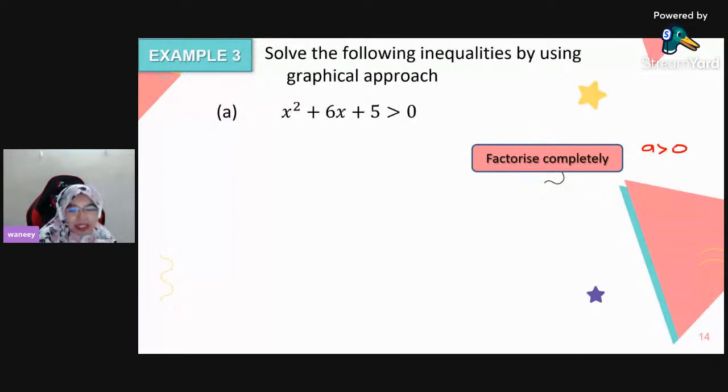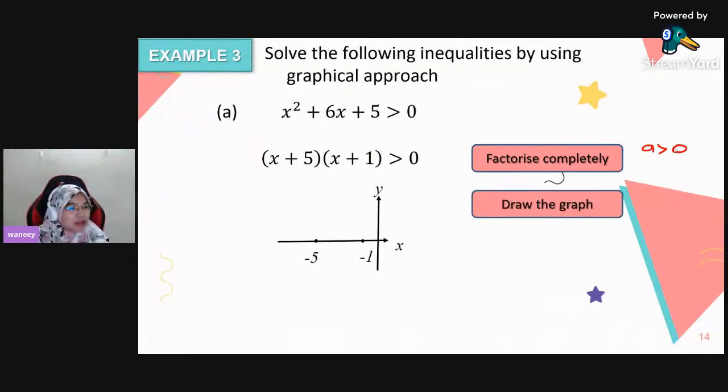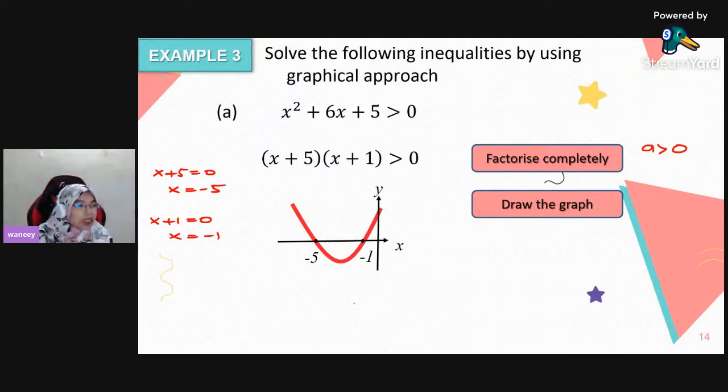Okay, so factorize completely. So you are going to get x plus 5, x plus 1 greater than 0. So you now know what the roots are. So negative 5 and negative 1. So now you're going to draw the curve. So negative 5, negative 1. So that is basically the curve. Okay, so just in case you didn't know, how do I get negative 5 and negative 1? You let each of the factors equal to 0. So you are going to get x equal to negative 5 and x equal to negative 1. So that is how you get these numbers over here.